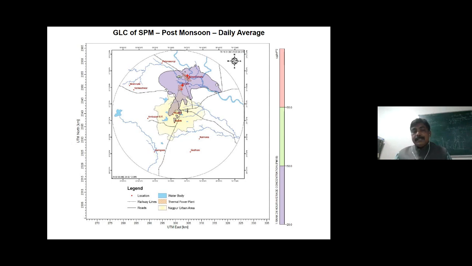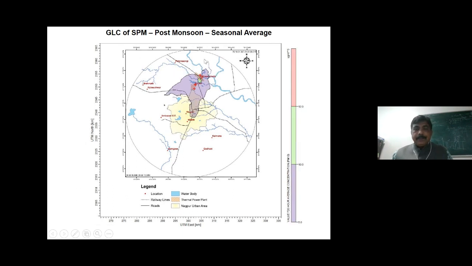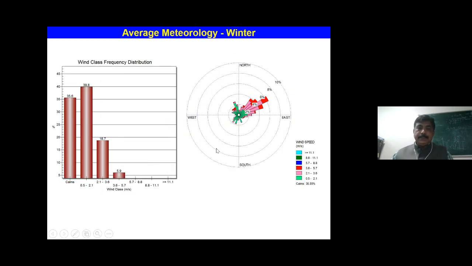That is how, for the entire grid area, the data is generated and this contour is plotted. So this is the daily average. This is the seasonal average. For one particular season, post monsoon, this is the area which is predominantly polluted. So this is the post monsoon area.